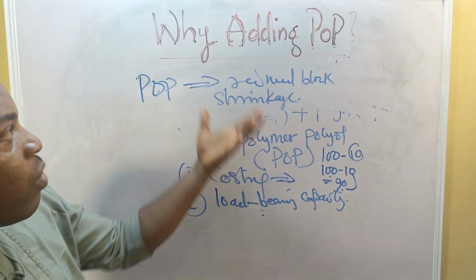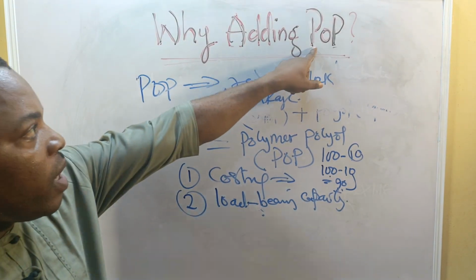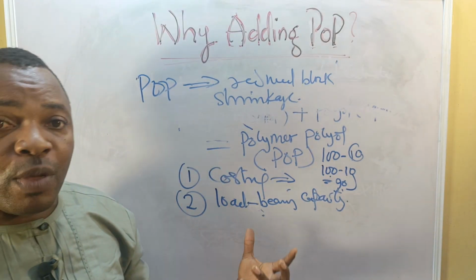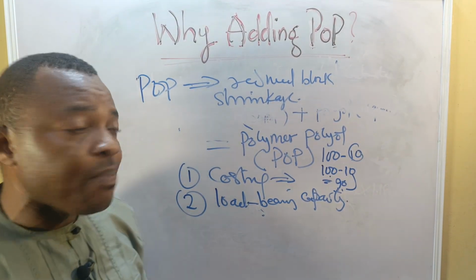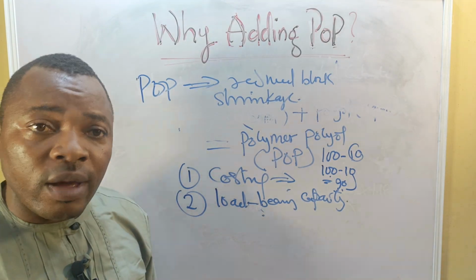So those are the reasons why POP is often blended by some of the PU formulators, just for those properties that we have mentioned so far. I believe this is well educative.